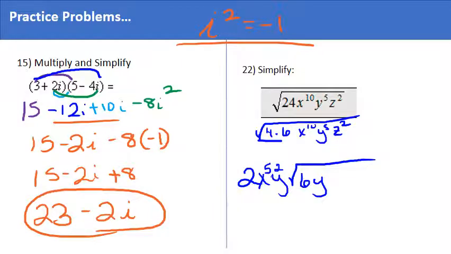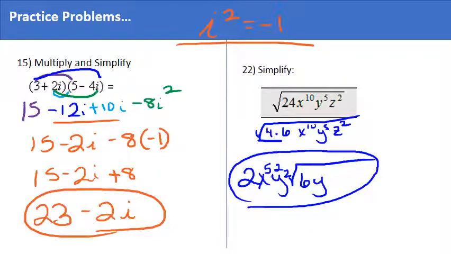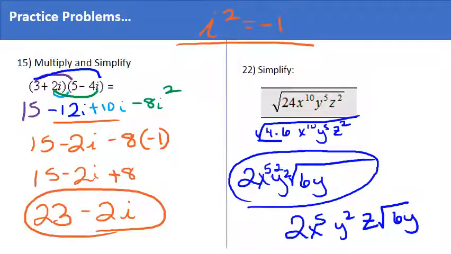And then next you have z squared. So how many pairs do you have in z squared? Well, that is 1 pair of z's. So you bring out that 1 z. So your answer is 2x to the 5th, y squared, z, times the square root of 6y. So I'm going to write that a little better. y squared, and then you have a z, square root of 6y. It's the same thing, I just rewrote it so it's a little better looking.